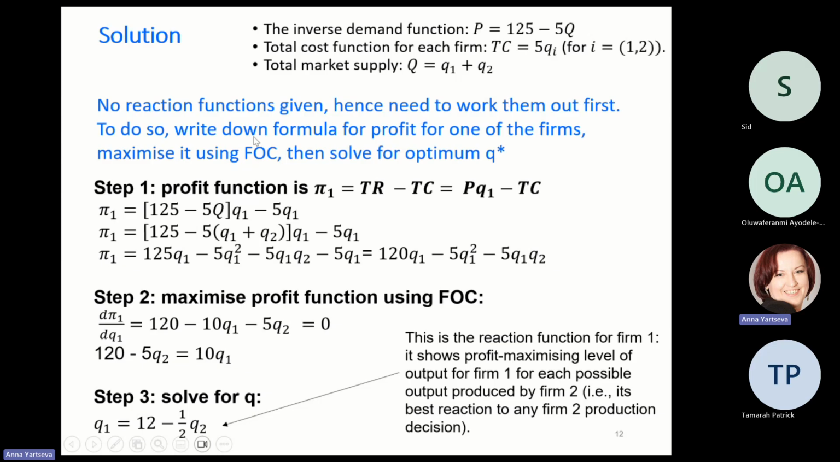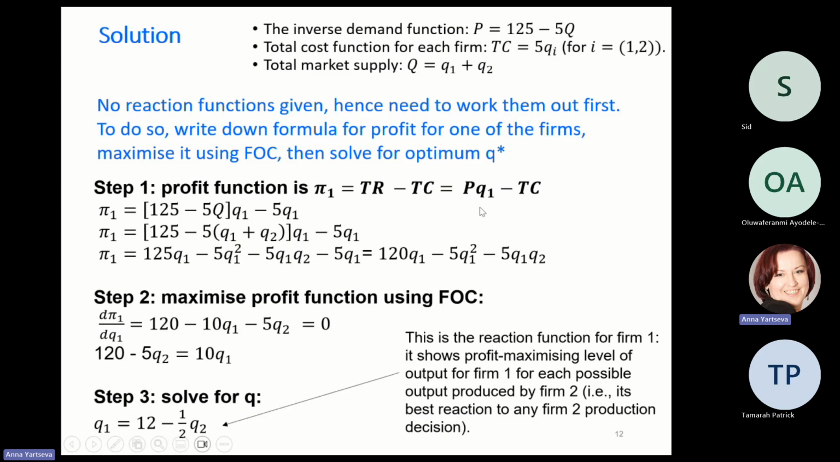To do this, you write down the formula for profit and then use the first order condition. So profit function. Profit function is the difference between total revenue minus total cost. Total revenue is price times quantity. So for the first company, it will be price times quantity 1. For the second company, you don't need to do this because it will be just symmetrical. You just replace the symbol. That's all. Let's do it for one company. Price times individual quantity minus total cost. This is total revenue. This is total cost.